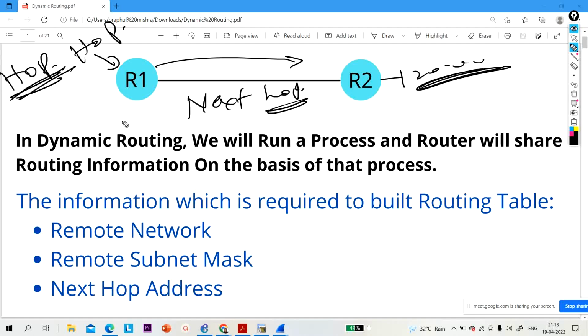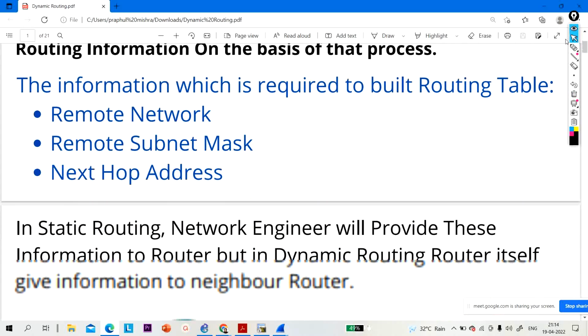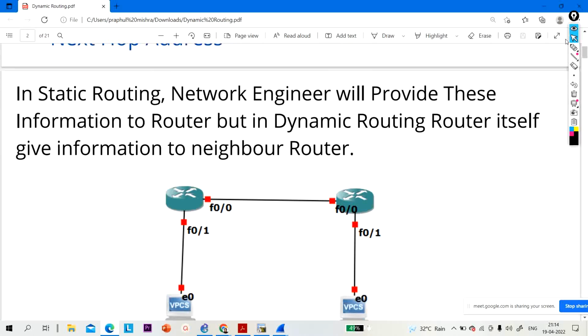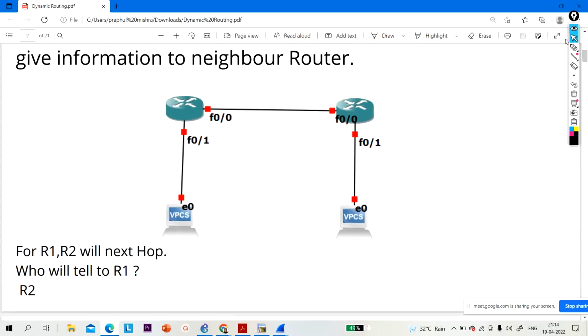Yes, sir. So for the 20 network, R2 will become the next hop for R1. Who will tell R1? R2. These are the pieces of information required to build a routing table. In static routing, the network engineer will provide this information, but in dynamic routing, the router itself will give information to the neighbor router.